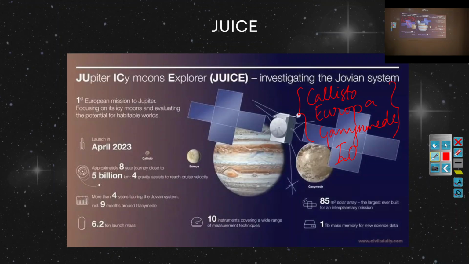So the spacecraft will reach near Jupiter in 2031.